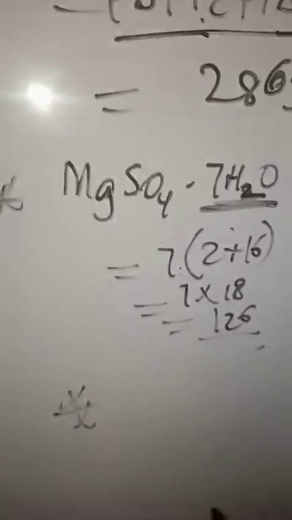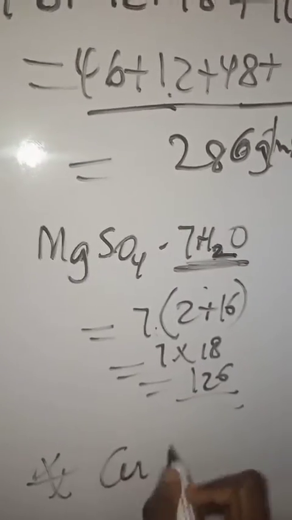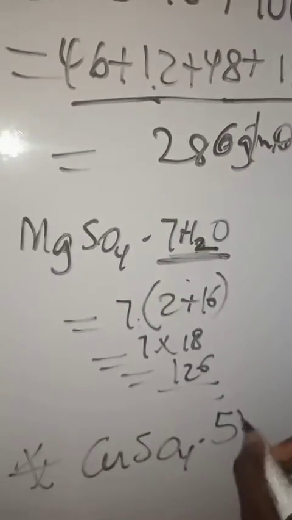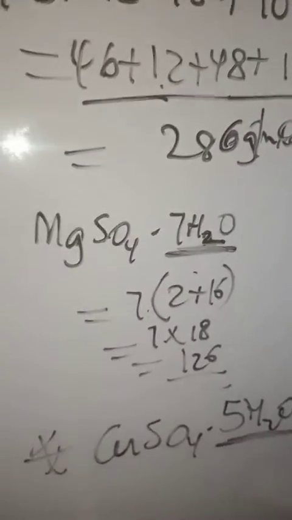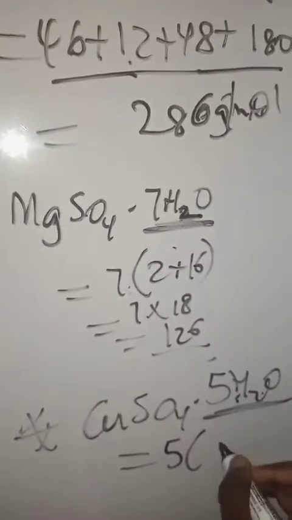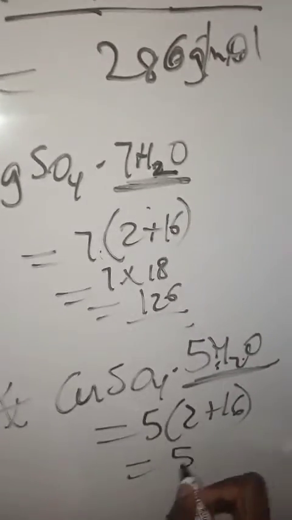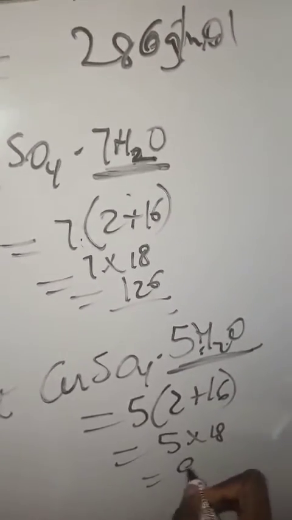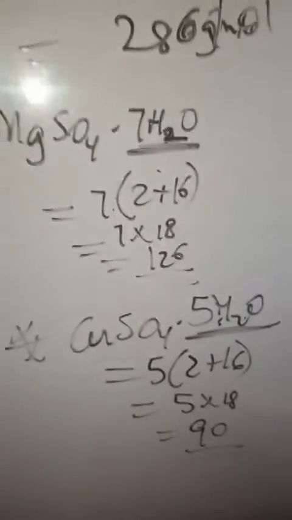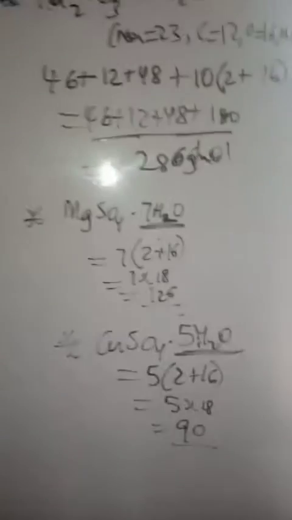Let's try one more. You have to find the molar mass of the hydrate of blue vitriol, CuSO4.5H2O. So you have 5 into brackets. Hydrogen, that's 1 times 2, 2 plus 16. That's 5 times 18. That's 90. Do you get it now?